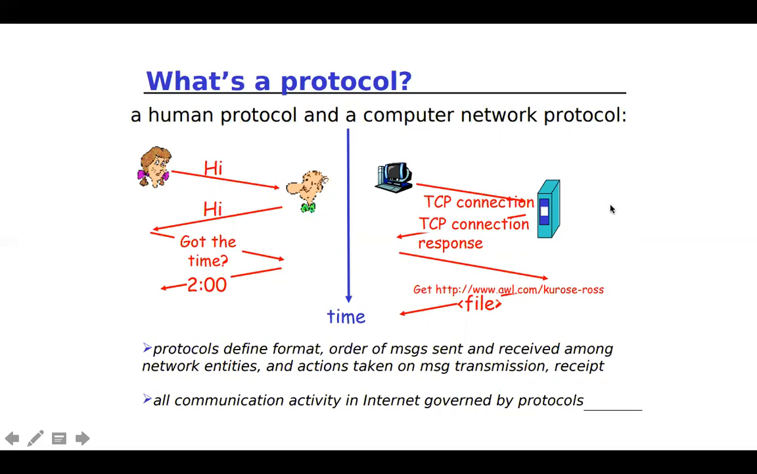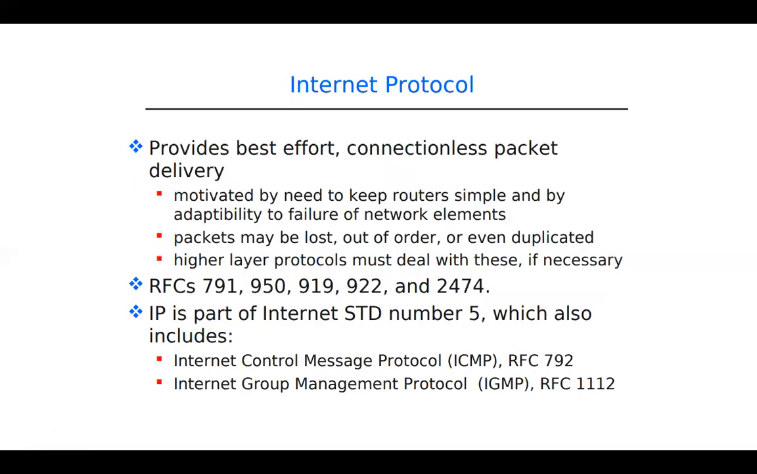A computer network protocol is also the same. It is the order of messages sent. You can see the messages sent from this workstation to the server, and then to the workstation again, to the server, and to the workstation again. So all communication activity in the internet is governed by protocols. So what is the internet protocol or IP? IP provides best effort connectionless packet delivery, and is motivated by the need to keep routers simple and by adaptability to failure of network elements.